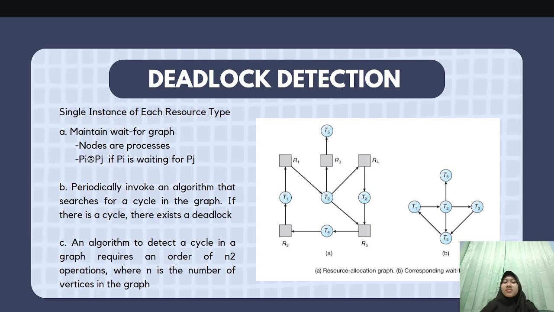Single instance of each resource type. The first one, maintain a wait-for graph. Nodes are processes, and Pi → Pj if Pi is waiting for Pj. The second one, periodically invoke an algorithm that searches for a cycle in the graph. If there is a cycle, there exists a deadlock. And the third one, an algorithm to detect a cycle in a graph requires an order of n² operations, where n is the number of vertices in the graph. Here is the picture for the example of a resource allocation graph and the corresponding wait-for graph.